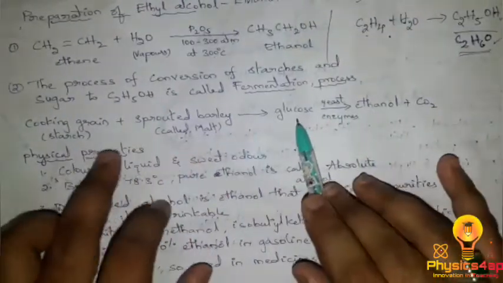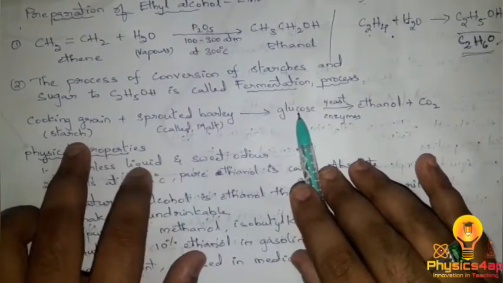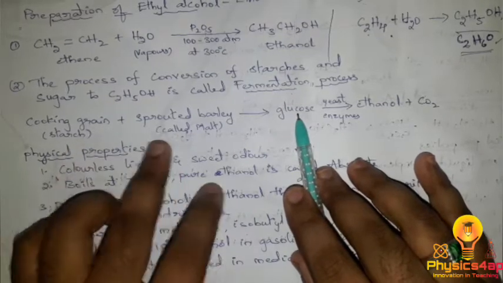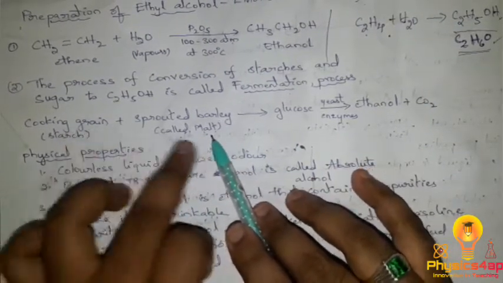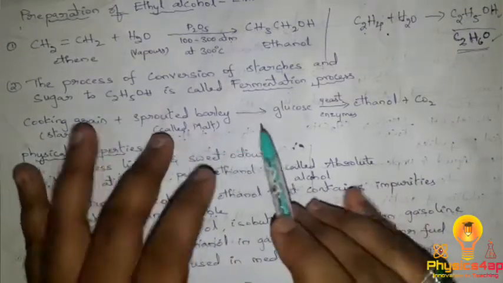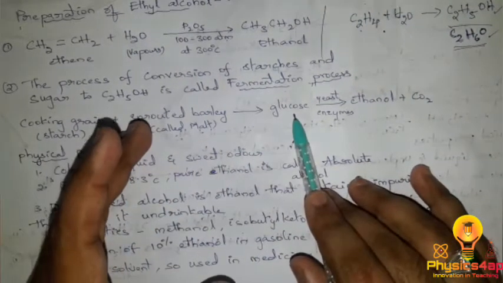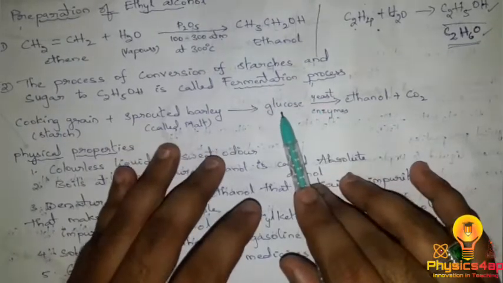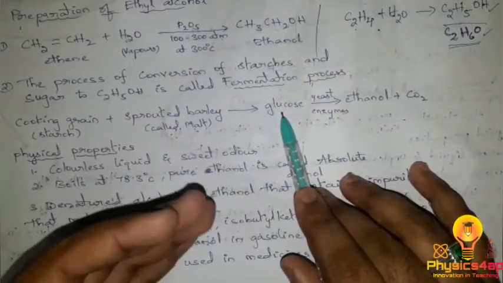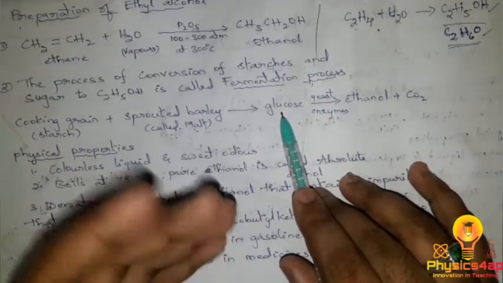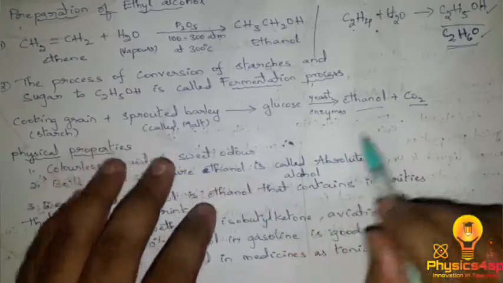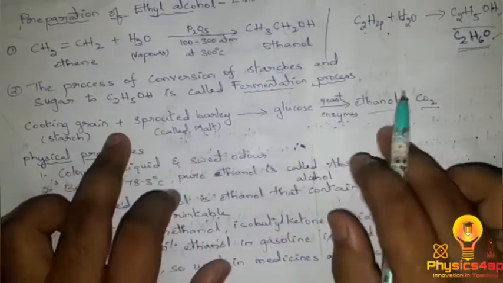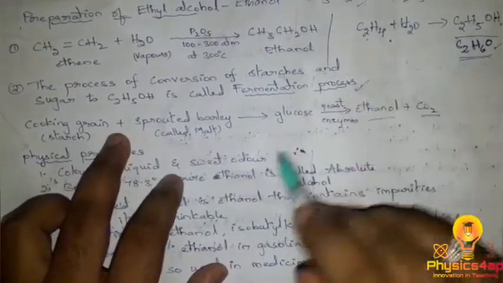So we have a general equation over here: the cooked grains, which are called starch, are mixed with sprouted barley, which is also called malt. When they are mixed together and stored for a long time, we get glucose. And when yeast is mixed here and it is stored naturally, like for 1 year or 2 years, we get ethanol, and carbon dioxide gas is released. So this is the natural process which we call the fermentation process.